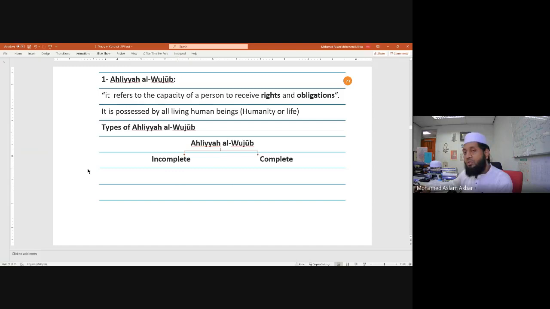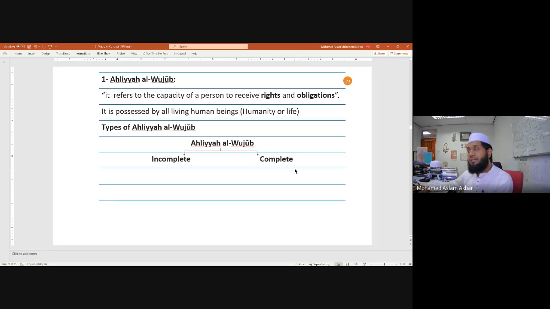So I want you to remember these stages of life. The first stage is fetus. The second stage is the child, the newborn baby. The newborn baby will have complete Ahliya al-Wujub. Then the third stage is a big child, a child who is getting maturity. In Arabic, we call it Shabi al-Mumayyiz.